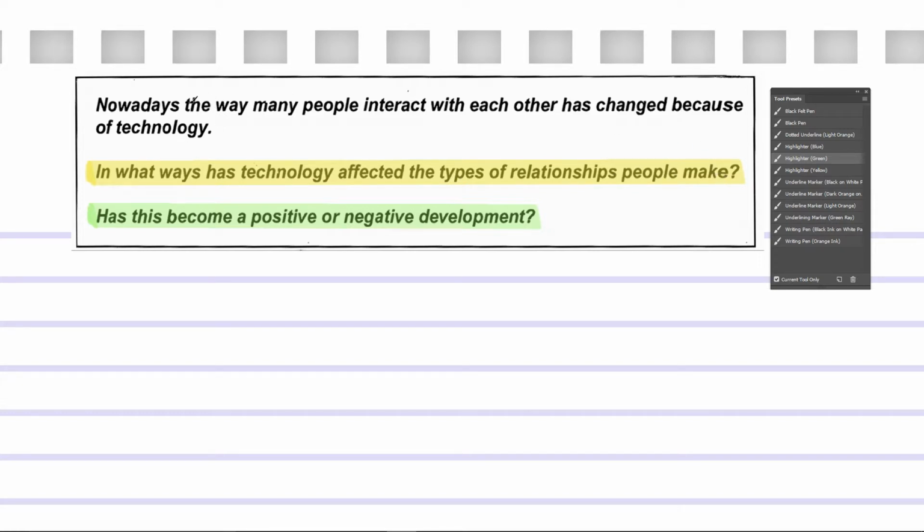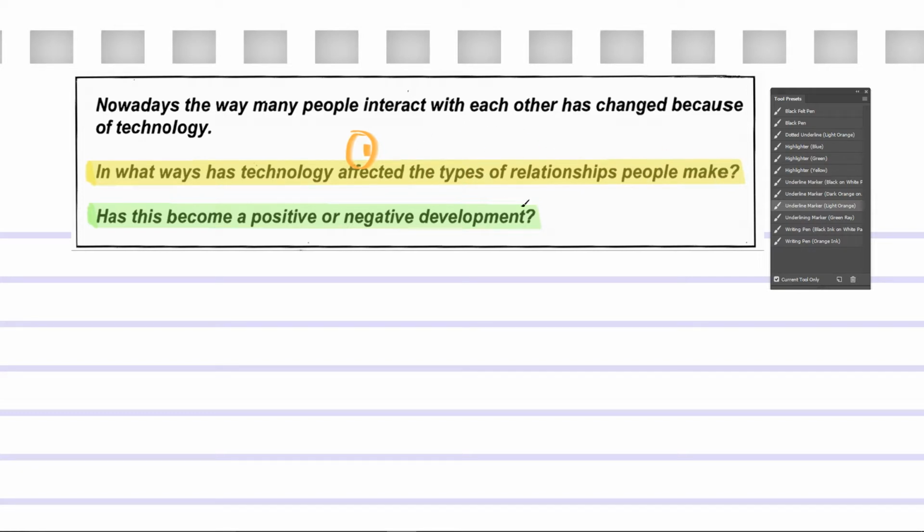The thesis statement in the question, nowadays the way people interact with each other has changed because of technology. So there are changes brought about by technology in a way that we interact, we connect, we forge relationships with people and also maintain existing relationships with people. Yeah. So first part, this is part number 1, and this is how has technology changed the types of relationships people make.